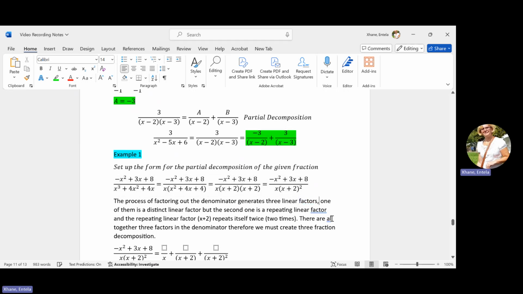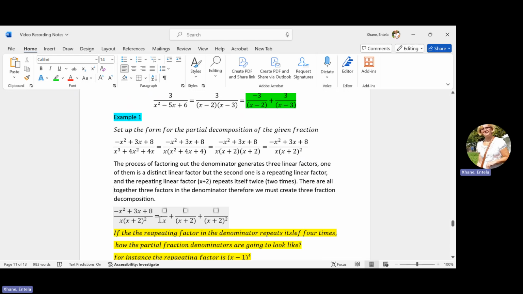Now, the second example, it's a little bit more interesting because it allows you to see a scenario where the factor is still linear, but it is repeating itself.